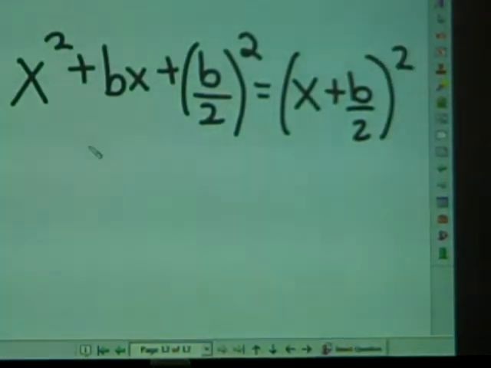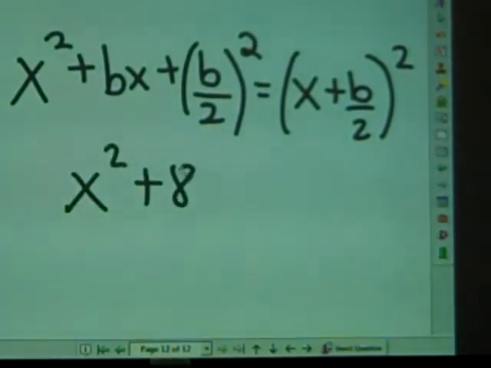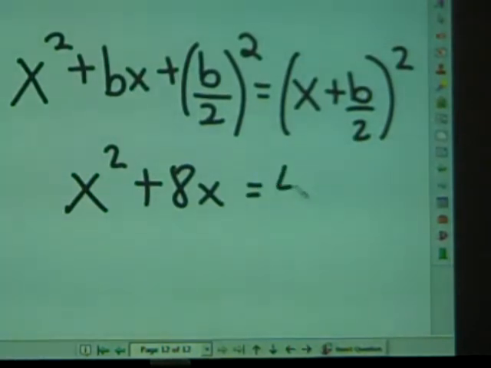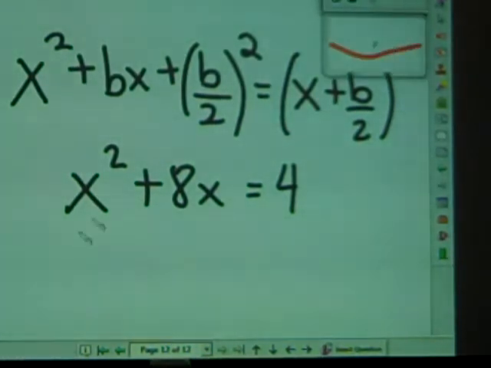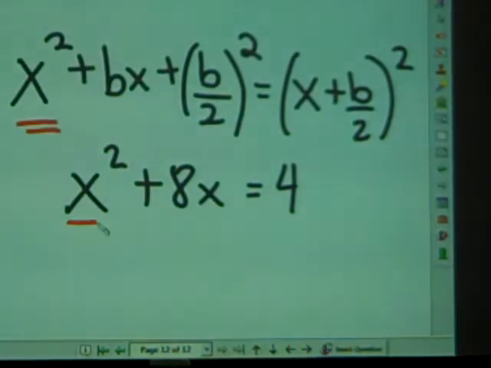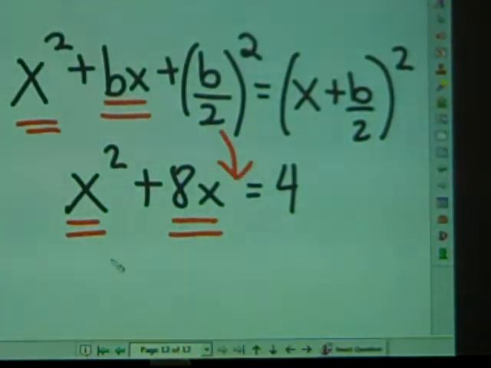So for example, let's say we have x squared plus 8x equals 4. From x squared plus 8x equals 4, I have the x squared here, and I have the bx right here. So I'm missing the b over 2 to the second power on both sides. How do I do that? What is my b? Start with b equals 8.